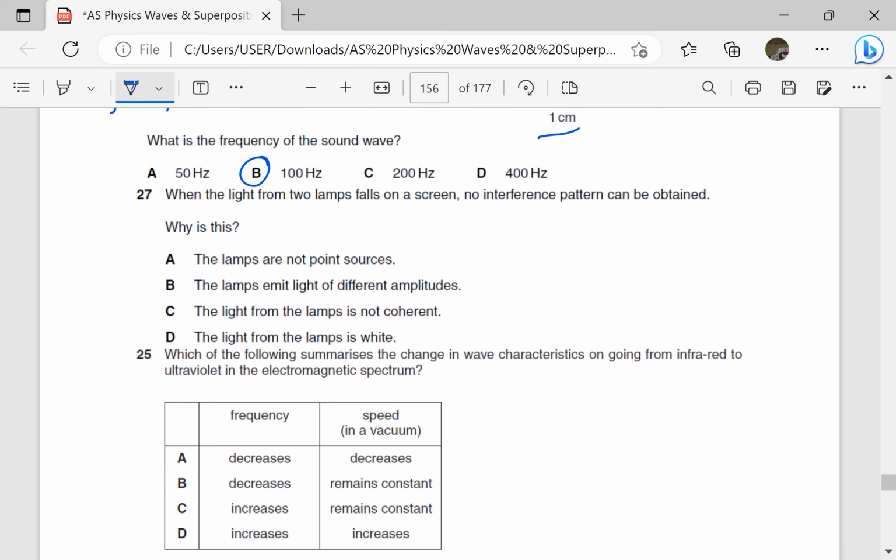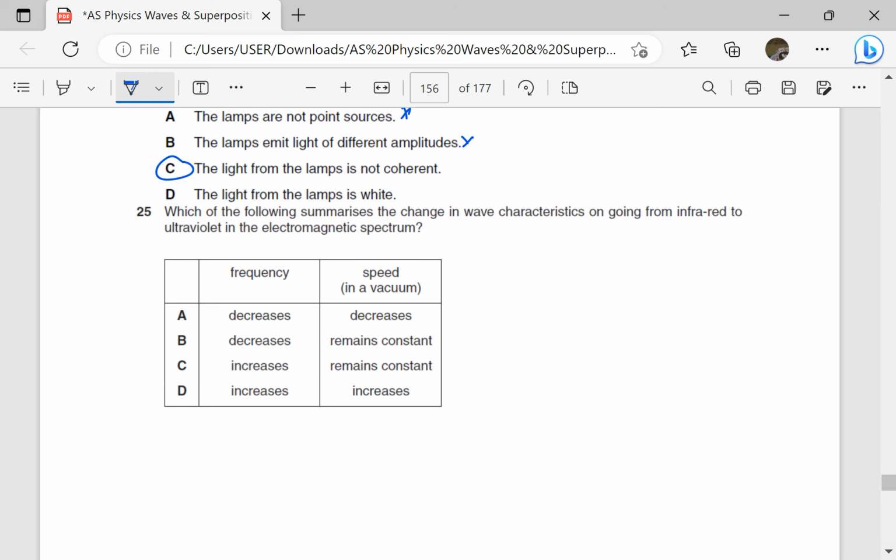When the light from two lamps falls on a screen, no interference pattern can be obtained. Why is this? Of course, two lamps can never produce coherent light. The lamps are not point sources? That's not the case. The lamps emit light of different amplitudes? That may not be the case. The light from the lamps is not coherent. The light from two separate lamps can never be coherent because it changes phase abruptly in a very short period of time, which our eyes cannot follow.